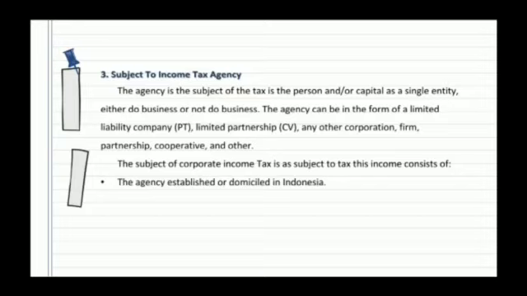Next. 3. Subject to income tax agency. The agency is the subject of the tax, being the person and or capital as a single entity, either doing business or not doing business. The agency can be in the form of a limited liability company or PT, limited partnership or CV, any other corporation, firm, partnership, cooperative, and other. The subject of corporate income tax consists of the agency established or domiciled in Indonesia.